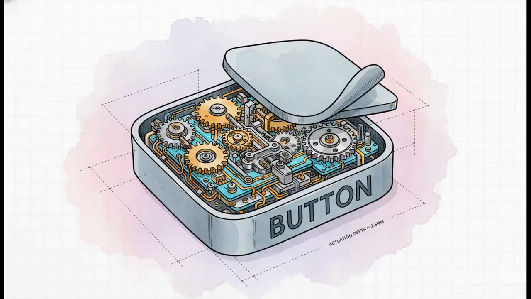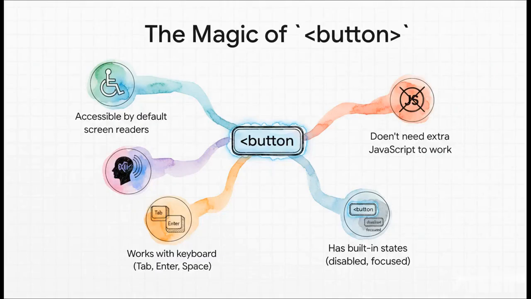Okay, let's start by peeling back the layers on something we all use constantly without even thinking about it, the simple HTML button tag. I mean, it seems so basic, right? But it's actually a little masterpiece of engineering that we get for free. Just think about everything that comes packed into a single button tag. Out of the box, the browser knows how to make it accessible, it works with a keyboard, screen readers know exactly what it is, it even has built-in states like disabled and focused.